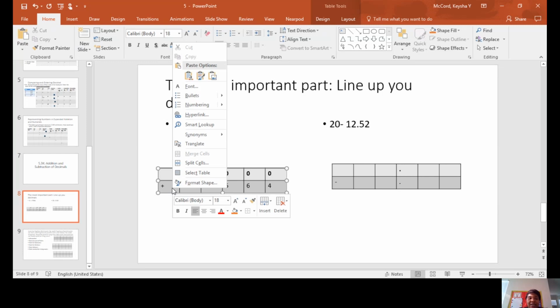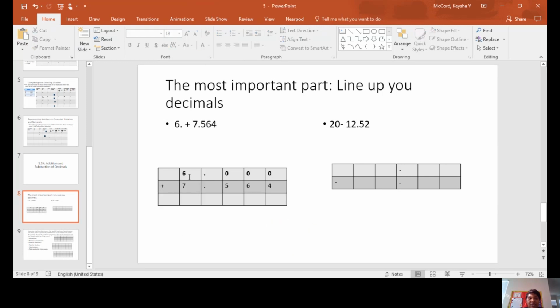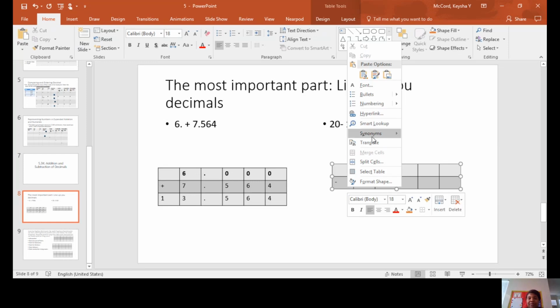And once I've done that, I can now add this problem. So 0 plus 4 is 4. 6 plus 0 is 6. 5 plus 0 is 5. Don't forget your decimal. Make sure you bring that down before you even start adding so there is no issues with it. And then 6 plus 7 is going to be 13. So my final answer will be 13 and 564 thousandths. The most important thing is to make sure that your decimal is lined up.